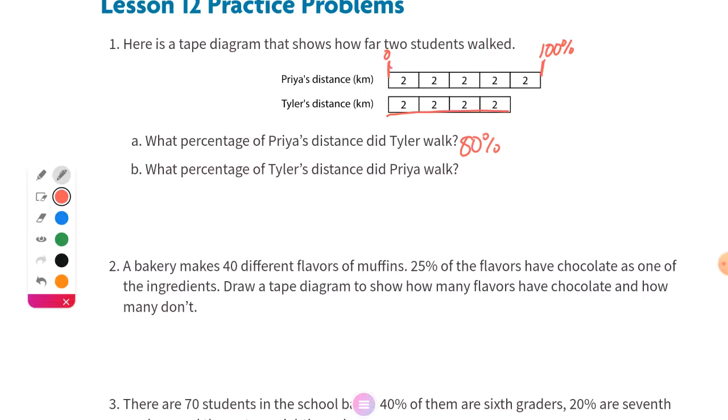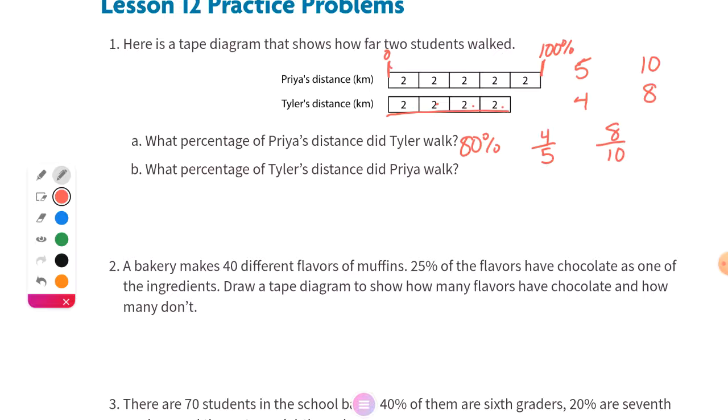How many boxes does Tyler have? 4. How many boxes does Priya have? 5. Priya's distance, okay, so you're comparing Tyler to Priya. 4/5 as a percent is what? 80%. That works too. Or you could have said 2, 4, 6, 8, 10. 2, 4, 6, 8. Tyler to Priya. 8/10, is that still 80%? They all 3 get us to the same answer.